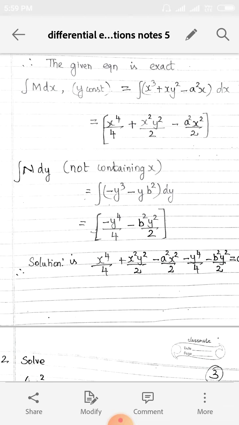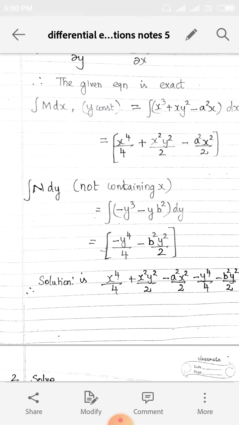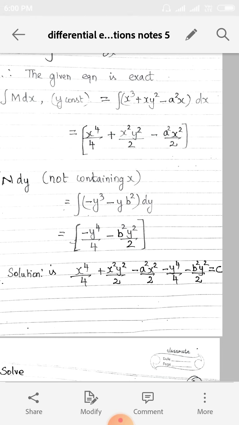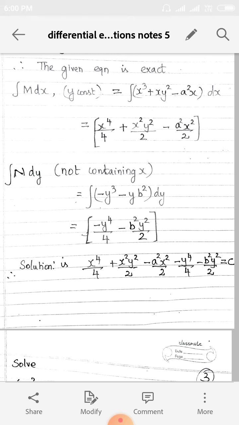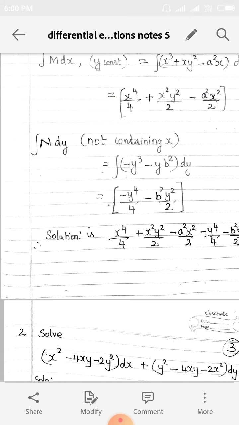Now integrate, what we get: minus y power 4 by 4 minus b square y square by 2. What's the solution? Solution is nothing but integral m dx plus integral n dy is equal to c. So what is integral m dx? X power 4 by 4 plus x square y square by 2 minus a square x square by 2 minus y power 4 by 4 minus b square y square by 2 is equal to c. So that is the solution.